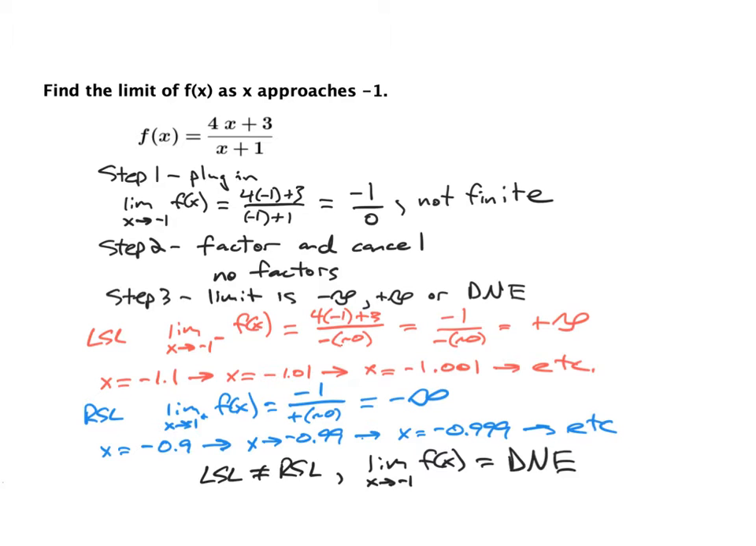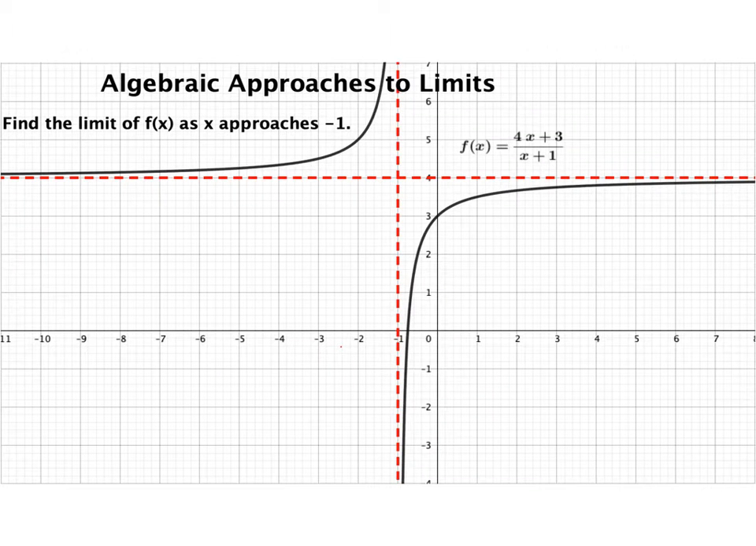Now let's take a look at the graph. We can see, looking at the graph here, that as the x values approach -1 from the left, our limit is heading off towards positive infinity, and as we approach -1 from the right side, our limit is heading off towards negative infinity.